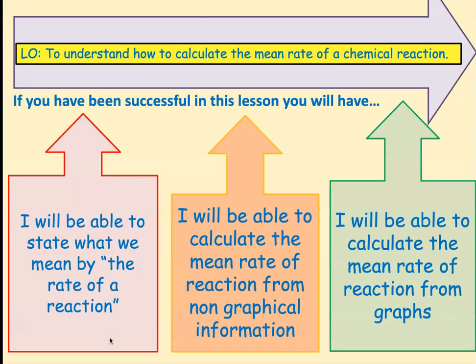Okay, so our success criteria today are: we want to be able to state what we mean by the rate of a reaction. We need to be able to calculate a mean rate of reaction from the non-graphical information and be able to calculate a mean rate of reaction from graphs.